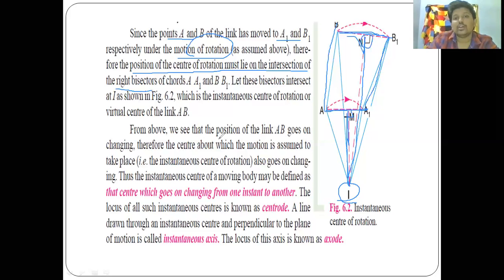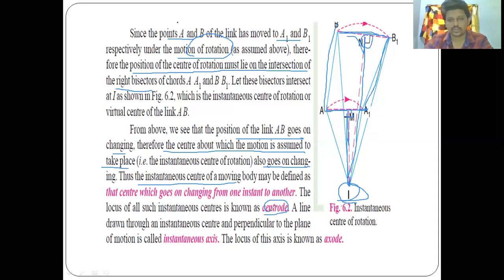Right? That means the position of link AB goes on changing. Therefore, the center about which the motion is assumed to take place also goes on changing. If the link AB motion goes on changing, the center which we are assuming as a center of motion also goes on changing. That means the instantaneous center means at that instance. The link which is at a position, if it is changing at that instance, the center is defined as instantaneous center. We can also define it as some center.